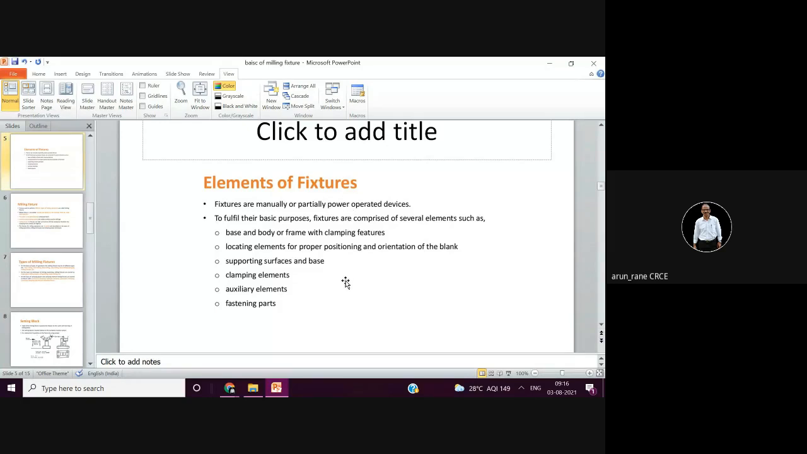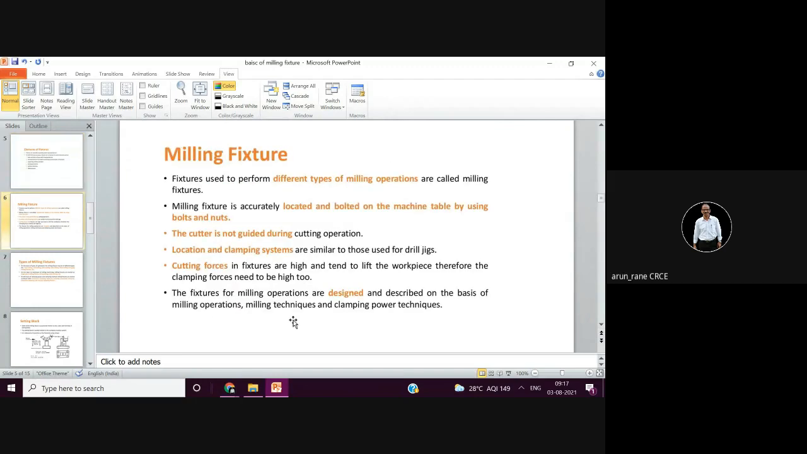So what are the different elements of the fixtures? You have base and body. Then locating elements have to be there, because, as we said, component after component, the component has to be positioned properly repeatedly. Then supporting surfaces, then clamping elements, then auxiliary elements, and then fastening parts. So these are the different elements of the fixture.